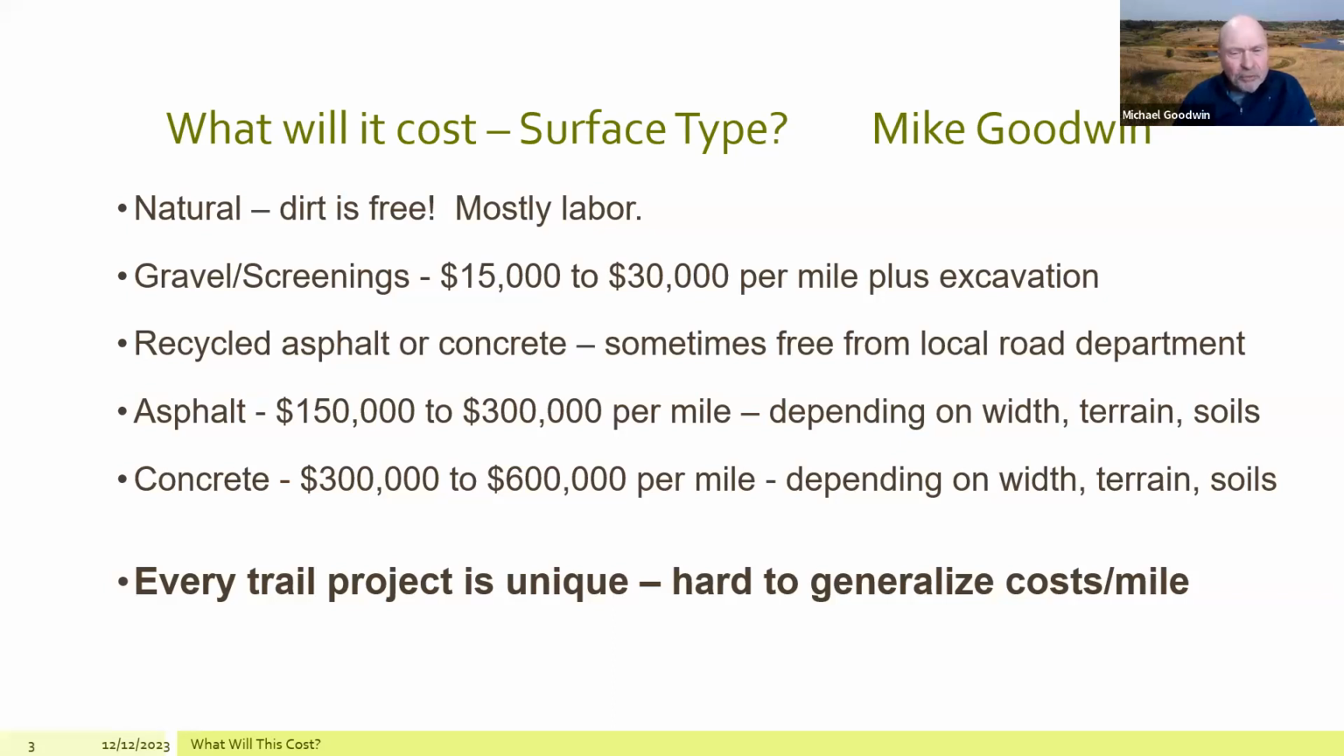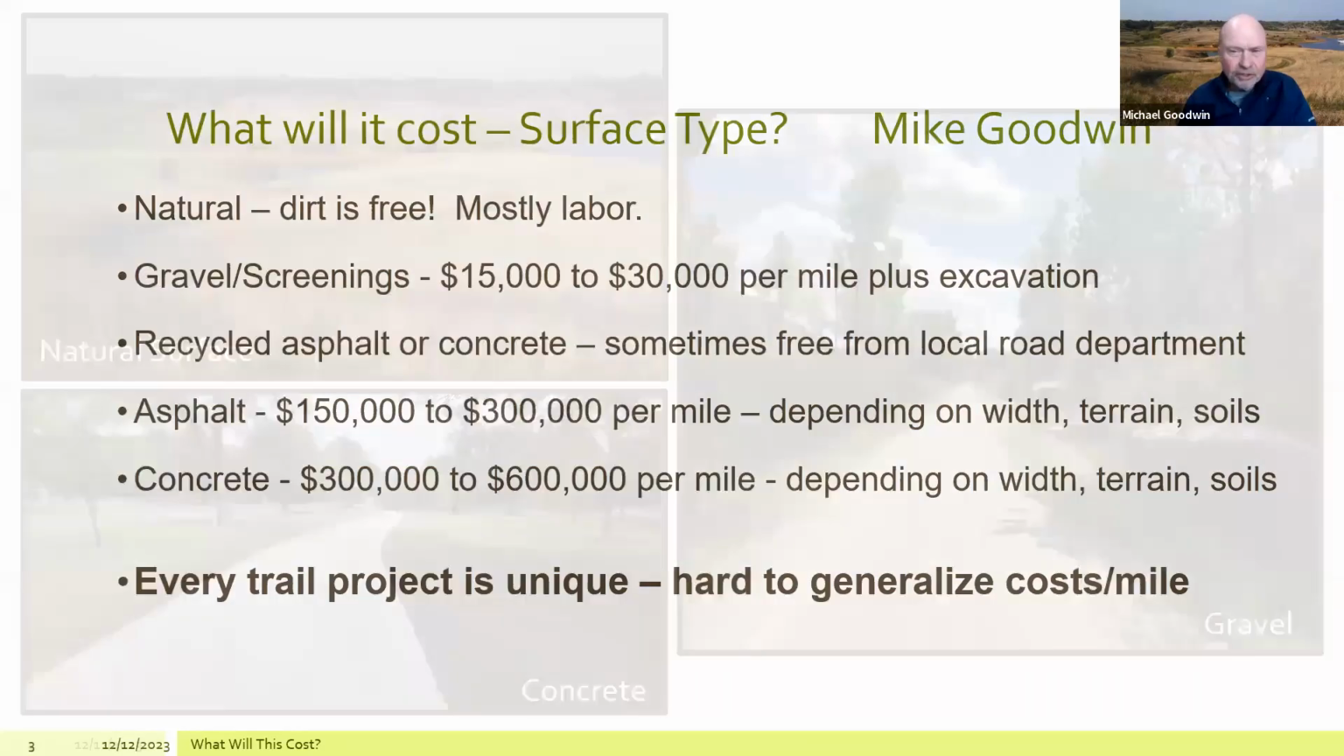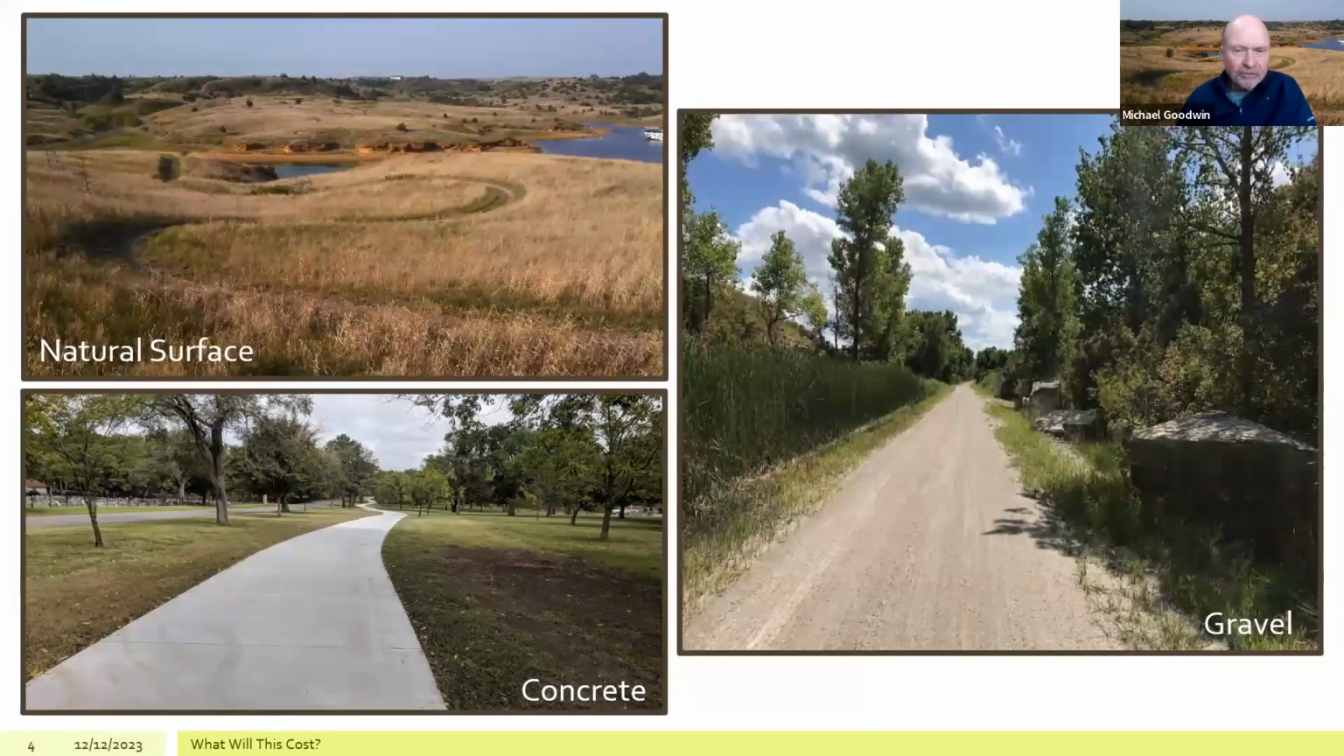And it brings me to the last point on this slide, that every trail project is truly unique because different locations with different terrain, different grades, different soil types make it very difficult to generalize to some extent. So you're going to want to have actual contractor bids and proposals in your location to really narrow down the specific costs. But here are some examples of some different types of trail surfaces.